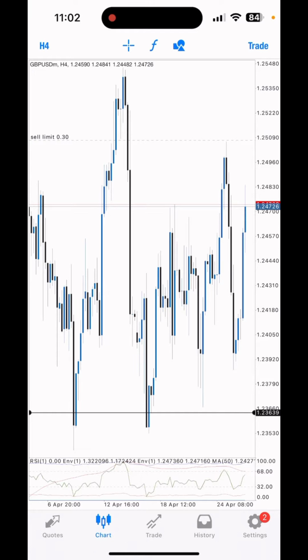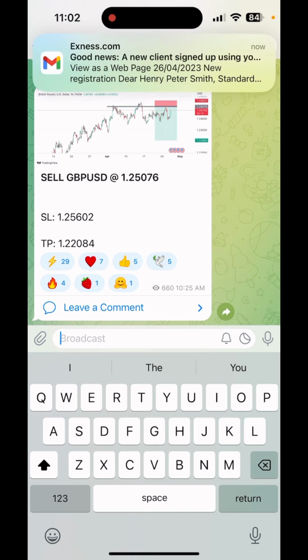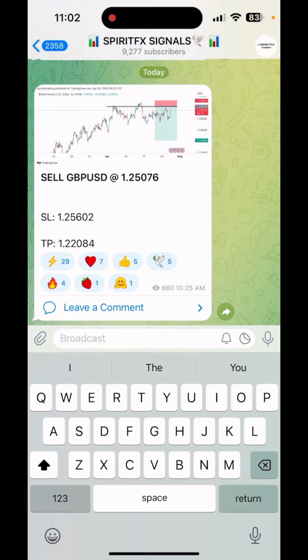So most times as signal providers, we don't say set a buy limit or set a sell limit. We just say sell at. That sell and the at has already told you that this is not an instant entry. Sell at so and so, you should know that this is a sell limit. Buy at so and so, you should know that this is a buy limit.